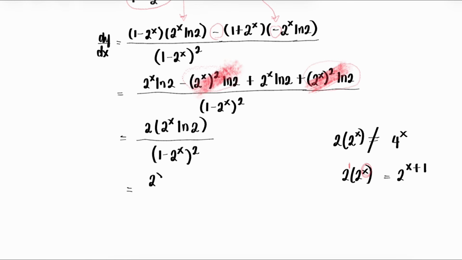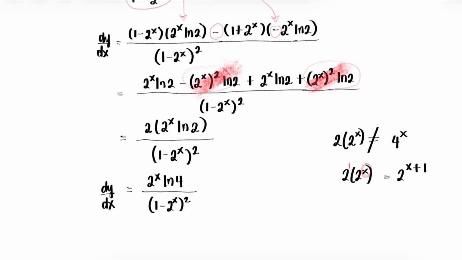we can write it as 2 to the power of x plus 1, ln 2, divided by 1 minus 2 to the power of x quantity squared, or we can write this, instead of 2 to the power of x plus 1, as, let me rewrite this, 2 to the power of x ln of 4 divided by 1 minus 2 to the power of x quantity squared. So that is our derivative dy dx.